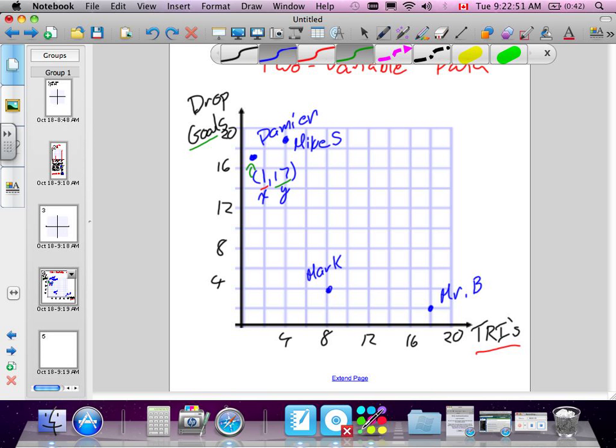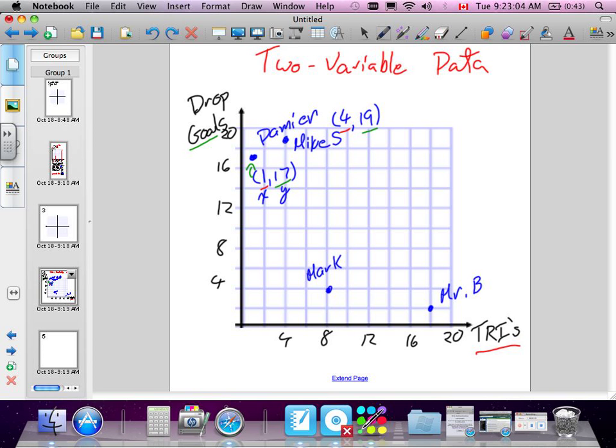Michael, same idea. He had 4 and 17. No, 4 and 19. So he has 4 tries, and he has 19 drop goals. Mark was much more realistic. 8 tries, 4 drop goals. So we're just going to underline them. And I had 18 tries and 2 drop goals.